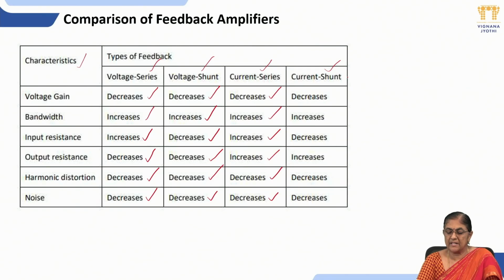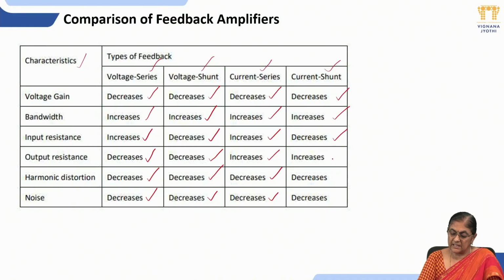Last type of feedback amplifier is current shunt feedback amplifier. In current shunt feedback amplifier, the basic amplifier is a current amplifier. Current gain decreases with feedback. Bandwidth also increases. Input resistance decreases. What is the reason for this? Shunt mixer is used in current shunt feedback amplifier. In current shunt feedback amplifier, output terminals of the feedback network are connected in shunt to input terminals of the basic amplifier. Therefore, input resistance decreases.